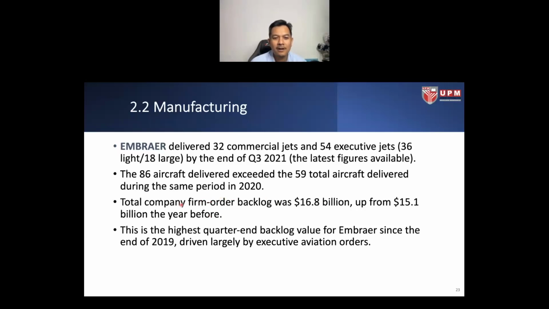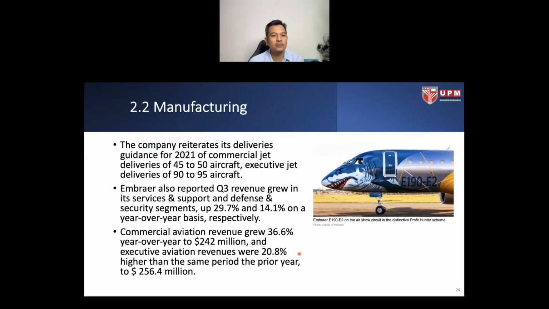So firm order backlog in year 2019 is 15.9, year 2020 is already 16.8, and this is the highest quarter-end backlog value for Embraer since year end of 2019, driven largely by executive jet orders. So the company itself reiterates its delivery guidance for year 2021 of commercial jet deliveries of 45 to 50 aircraft, and executive jet deliveries of 90 to 95 aircraft.